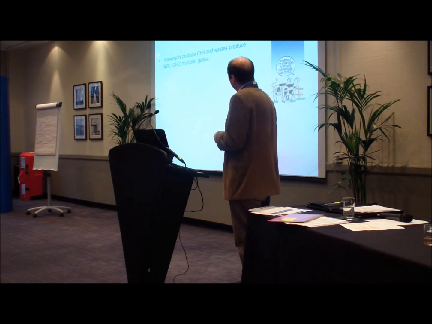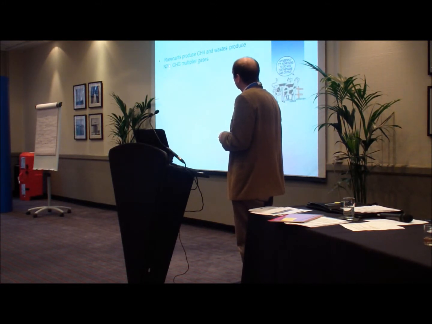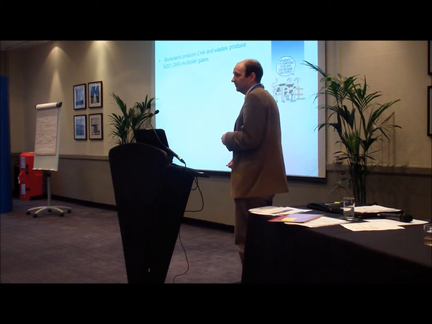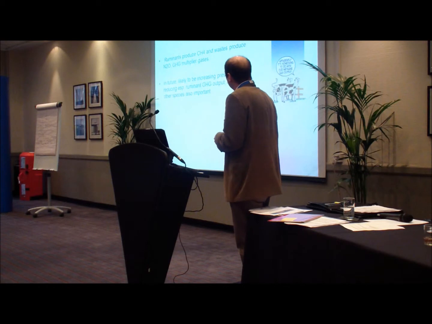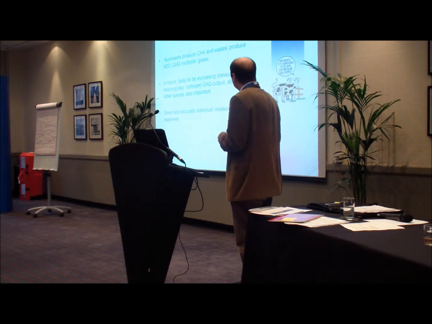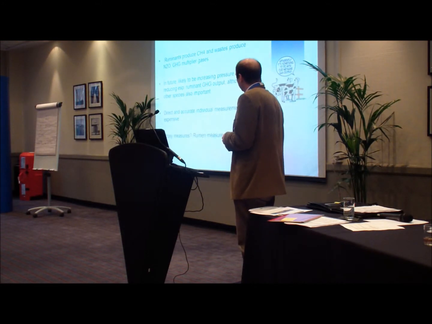Most of us or all of us know about the problem with ruminants, particularly produce methane, nitrous oxide, which are the greenhouse gases called multiplier gases. In future, obviously, there's likely to be an increasing pressure on reducing ruminant greenhouse gas output, although other species also contribute. Direct and accurate individual measurement is very expensive. Could we consider proxy measures, or even measures within the rumen?